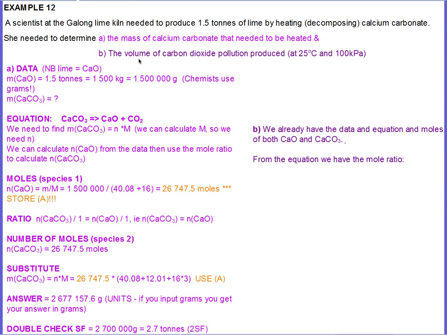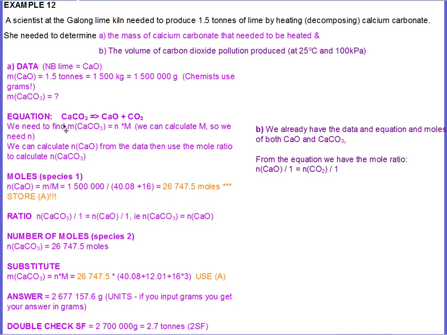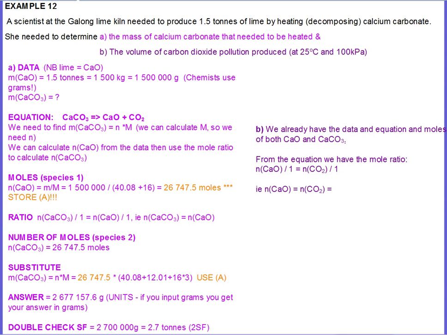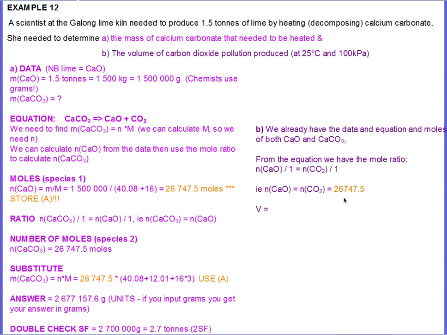Second part of the question is, what volume of carbon dioxide pollution is produced? Now we've already done a whole lot of calculations, don't have to do the whole lot over again. We've already done the data and equation, and we know the moles of calcium oxide and the moles of calcium carbonate. So we can look at our equation. Our equation is 1 to 1 to 1, so we can say number of moles of calcium oxide divided by 1 equals number of moles of carbon dioxide divided by 1, or even simpler, those number of moles must be equal to each other. And we already know that number of moles because we've already stored it in our calculator as 26,747.5. So what we're looking for now is the volume.